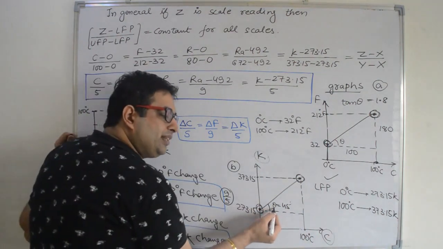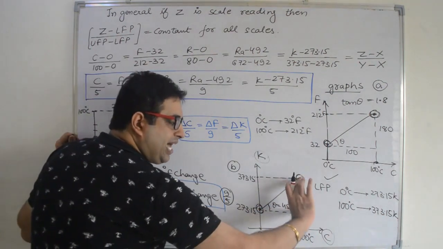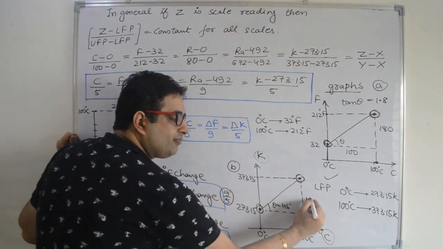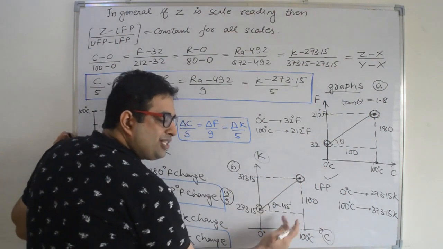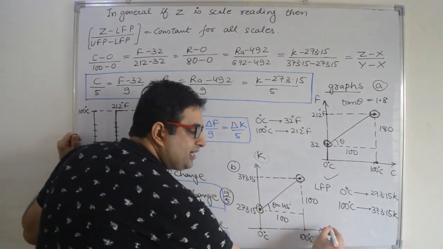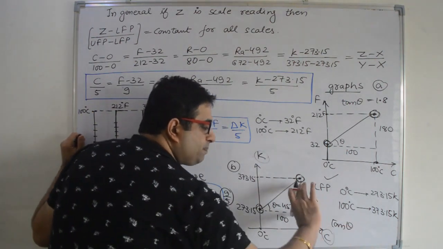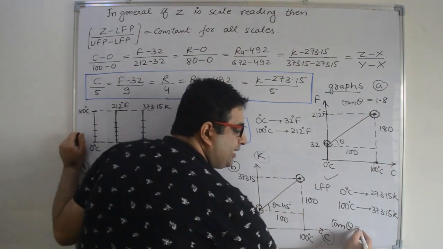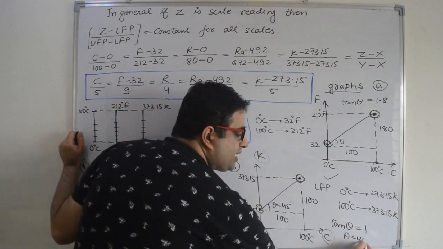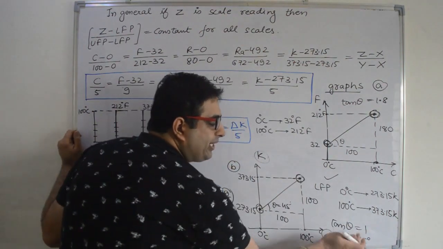You can calculate the angle also. This gap is 100 and this gap is also 100. So tan theta is perpendicular upon base, that is equal to 1. So theta is 45 degree, right?